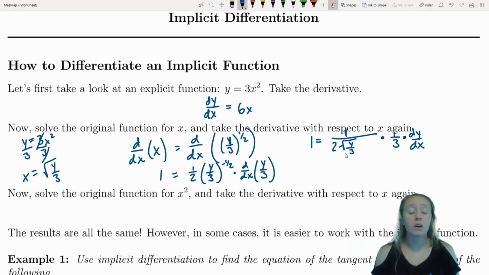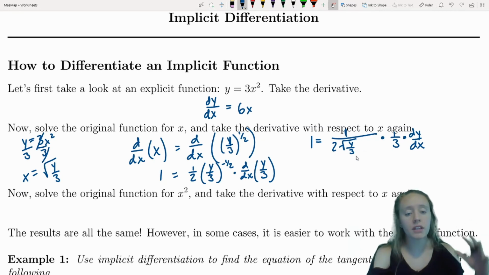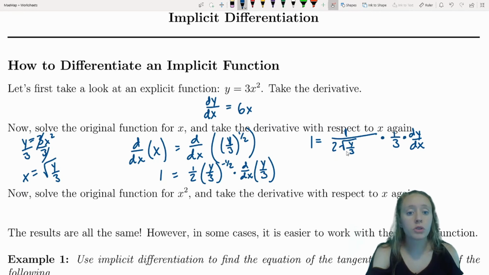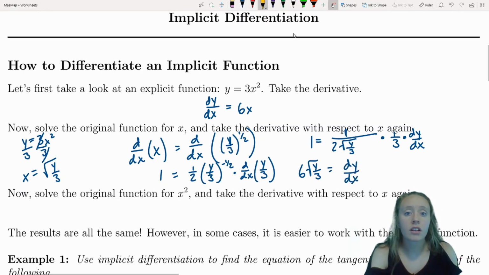Now what I want to know is what the derivative is. So I want to isolate that dy dx. How do I do that? Move everything that's with it to the other side of the equation. And because it's multiplied by everything, in order to get rid of those fractions, I will multiply. So I'm going to multiply by 2 times 3 times root y over 3, which is 6 root y over 3. When I multiply that to both sides, I'll get 6 root y over 3 is going to be equal to dy dx. And again, that's because when I multiply by 6 root y over 3 to both sides, that canceled out that fraction.